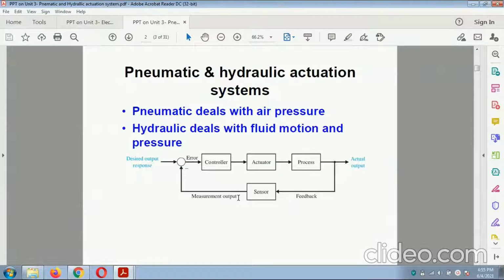The pneumatic and hydraulic actuation system. The pneumatic deals with the air pressure and hydraulic deals with the fluid motion and pressure. So this is the desired input. It goes to the controller, actuator, process, and the actual output goes to the feedback by the sensors, and it goes again to the desired output.